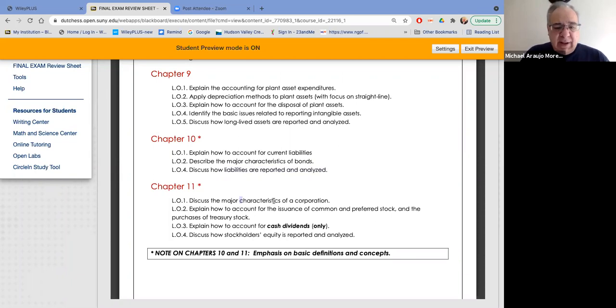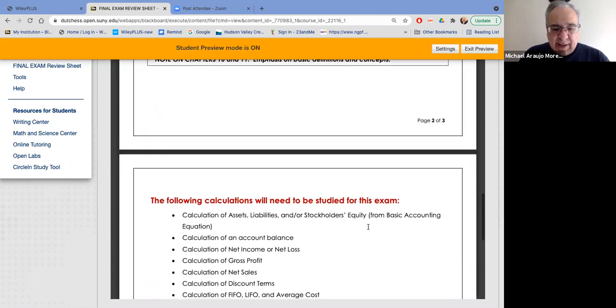And chapter 11, the last chapter we just looked at, covered some major characteristics, advantages and disadvantages of the corporate form. But mostly what's really important is the differences in common stock, preferred stock, treasury stock, understanding the difference between authorized, issued, outstanding, and treasury stock. All those are really critically important. We also learned about cash dividends and how that works. That's important. And a little bit of analysis on stockholders' equity that we also just finished up last class.